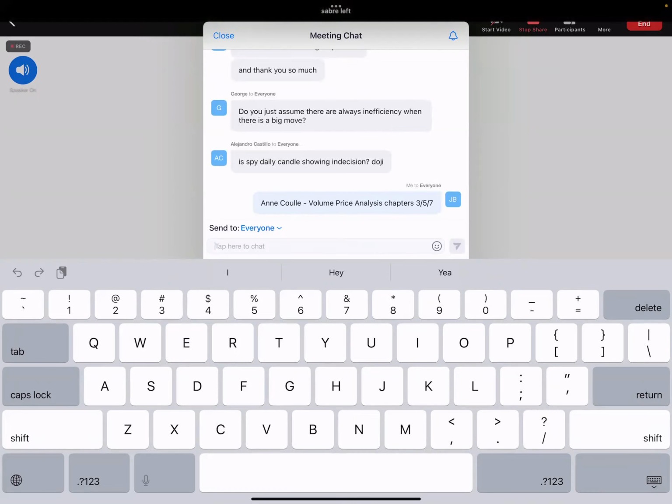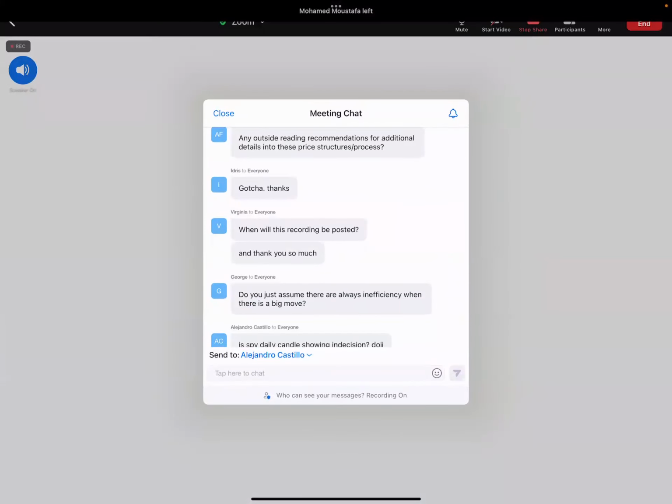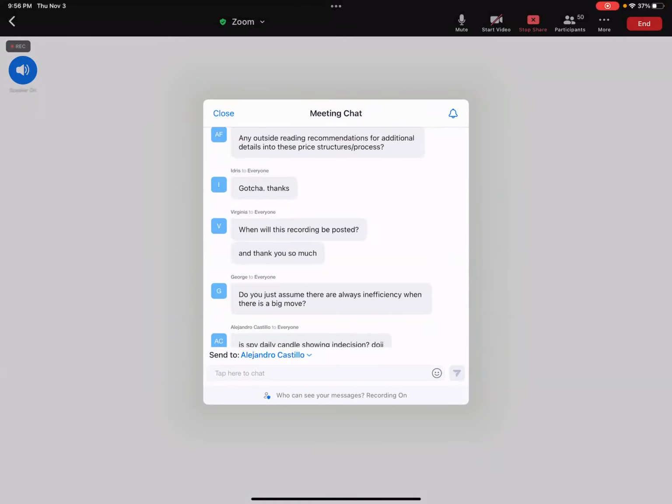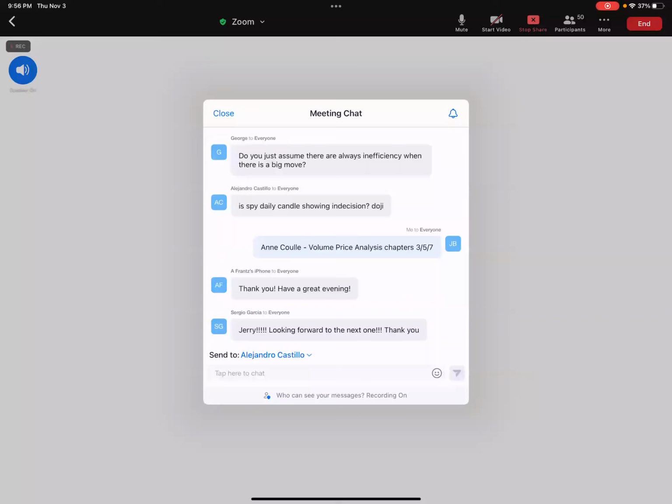Is SPY daily candle showing indecision or doji? No, sir, George. I do not assume. I allow price to come to me and I wait on confirmation, my change in character, breaking structure, and then I look for the inefficiency to retest structure before coming back down. And we'll dive more into what those entry and exit models look like next week.